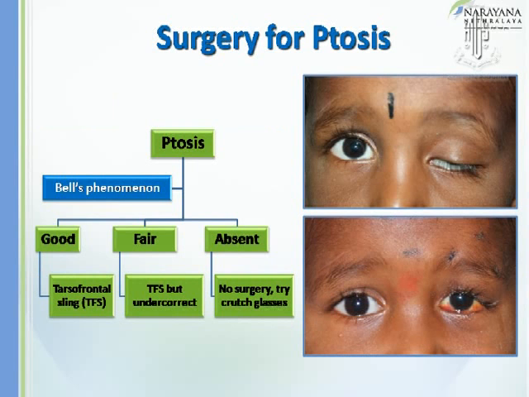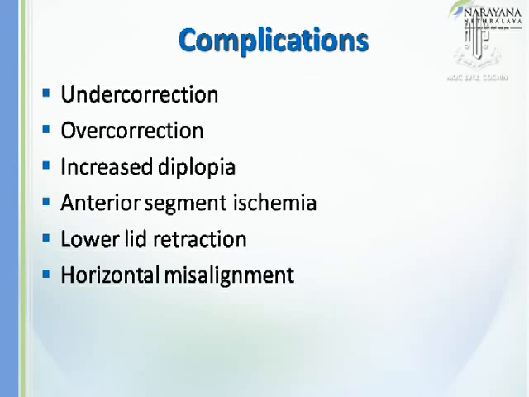However, if the ptosis is there and the Bell's phenomenon is good, then you can go ahead with surgery. However, if it's poor or absent, you can try doing more of glasses instead. Now, there are certain complications that are known when you do any of this surgery. It could be any of these, and I'll try to address them as we move on.